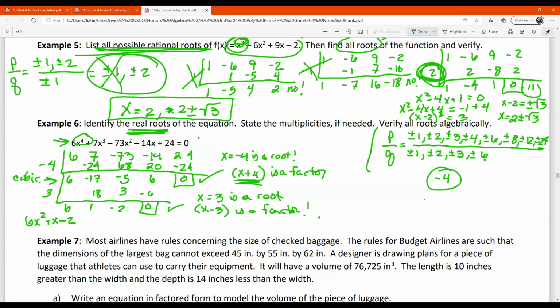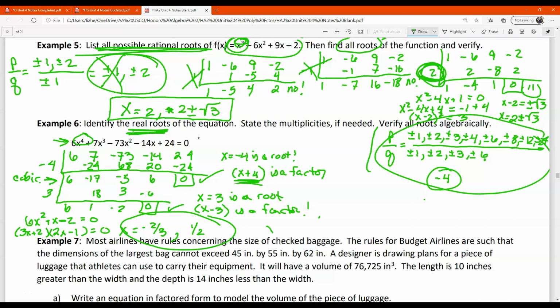This is 6x squared plus x minus 2. So now I need to solve that quadratic to find my last 2 roots, and I think it factors as 3x plus 2 and 2x minus 1. So that factors, and that gives me 2 more rational roots, which would be -2/3, and the other one would be +1/2. And those also would come from here.